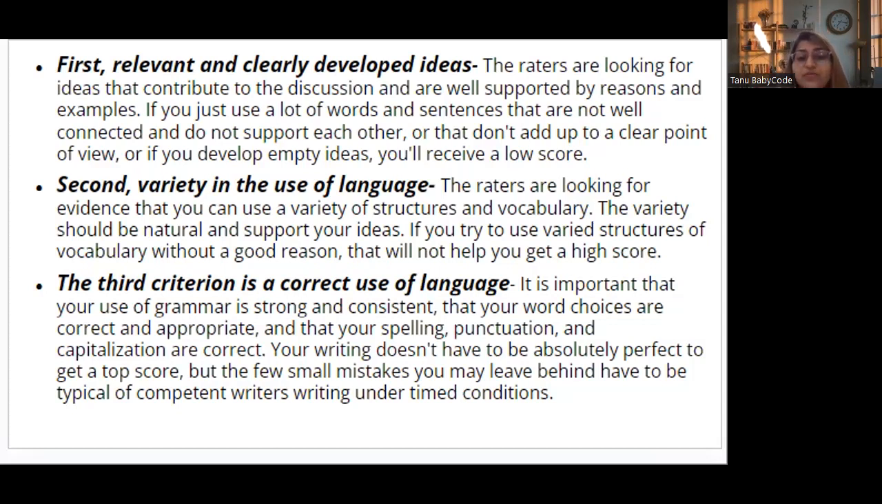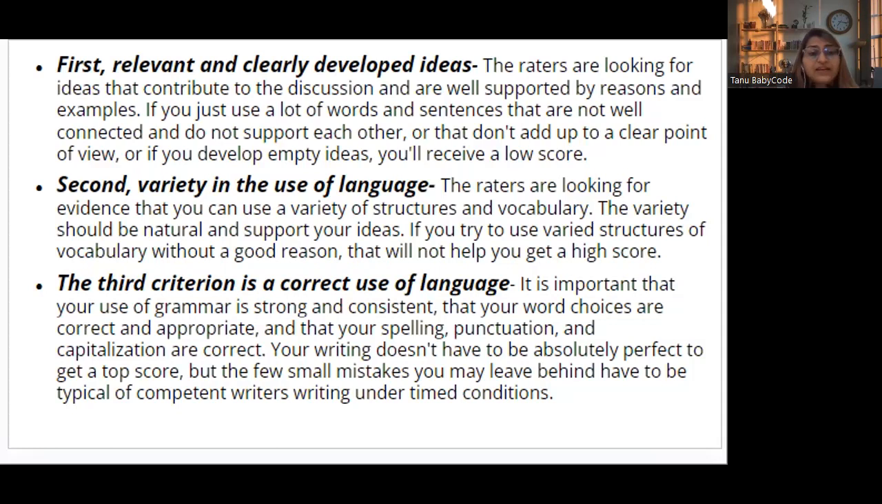Third one is the correct use of language. It is important that your language use is strong and consistent also. Your word choices are correct and appropriate. Your spelling, punctuation, and capitalization have to be correct. Your writing doesn't have to be absolutely perfect to get a top score, but the few small mistakes you may leave behind have to be typical of competent writers writing under time conditions, right?